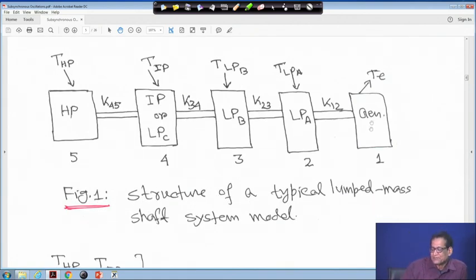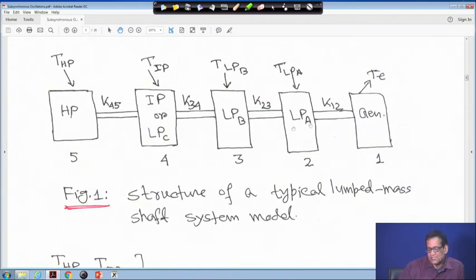So, it is a simple model connecting one mass after another. This is the generator, its output torque is Te and it is marked as 1, and this is the low pressure turbine. There are 2 sections of low pressure turbine, LPA and LPB. This is section 2 LPA and section 3 LPB, and here the torque is TLPA, here TLPB, and then the intermediate pressure, marked as section 4, and this is TIP, all torque representations. This is the high pressure portion, numbered 5, and this is THP.